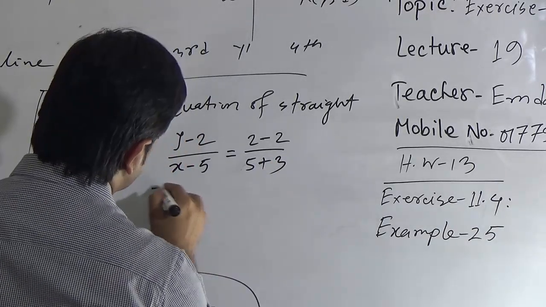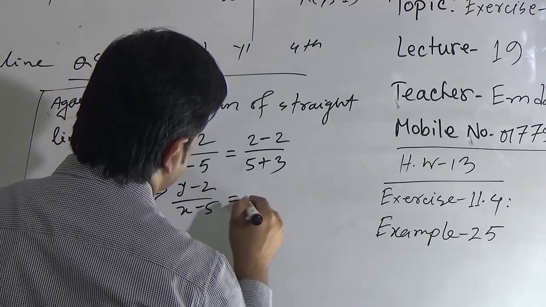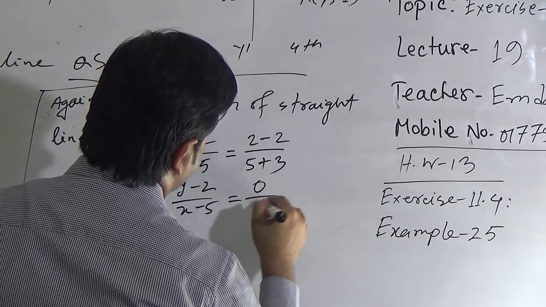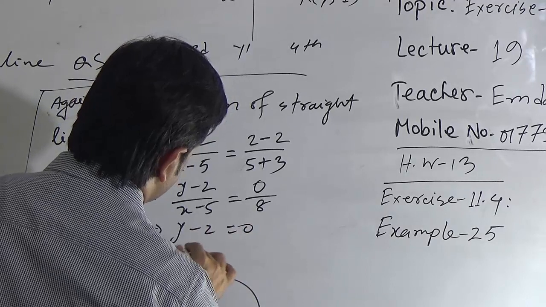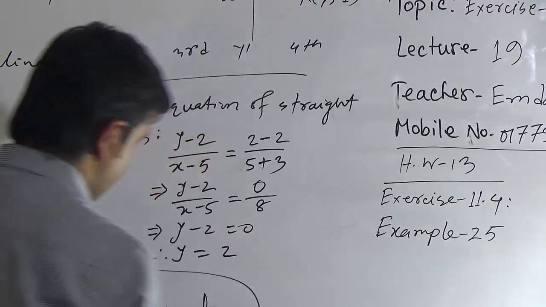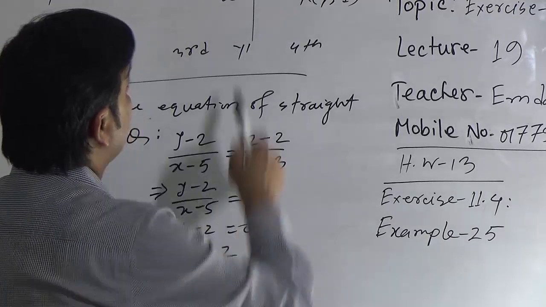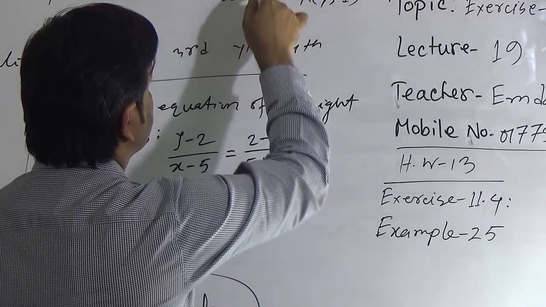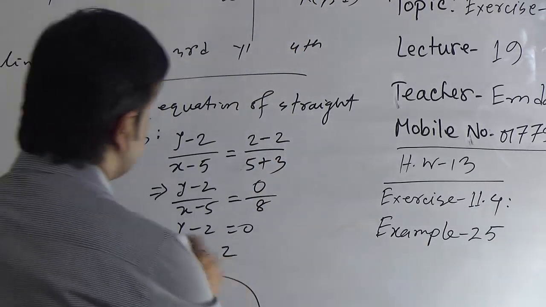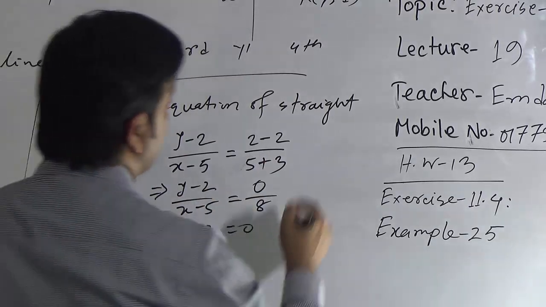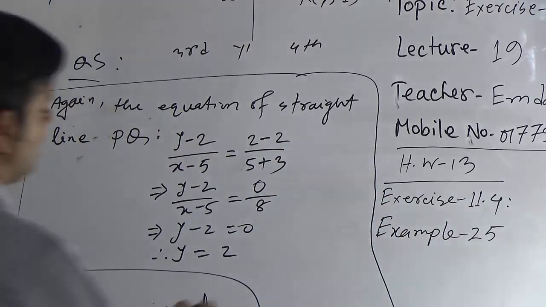So we'll get here (y minus 2) by (x minus 5) equal to 0 by 8. It means that y minus 2 equal to 0, that implies y equal to 2. Now if the straight line y equal to 2 intersects the y axis at N, then the coordinates of N will be... this is a straight line parallel to the x axis.